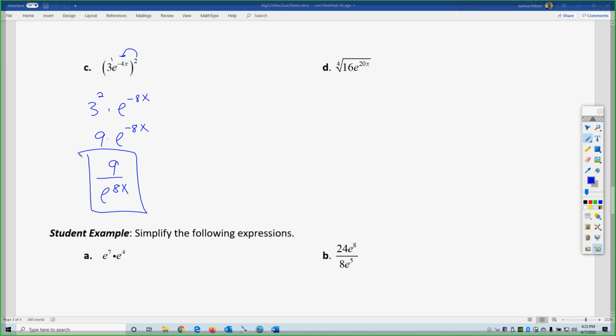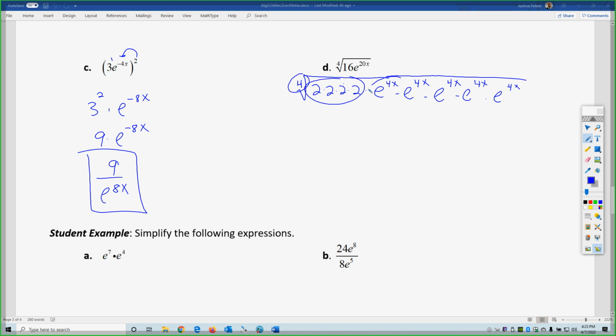Okay, next one, the fourth root of 16 times e to the 20x. So we've done these before, but now we're just adding an e. So 16 is 2 times 2 times 2 times 2, right? 4 times 4 is 16. And e to the 20x can be broken up into e to the 4x times e to the 4x times e to the 4x times e to the 4x times e to the 4x. So why is that? Well, 4 plus 4 plus 4 plus 4 plus 4 is 20, right? 5 fours. Why did I break it up in groups of 4? Well, the index is 4.